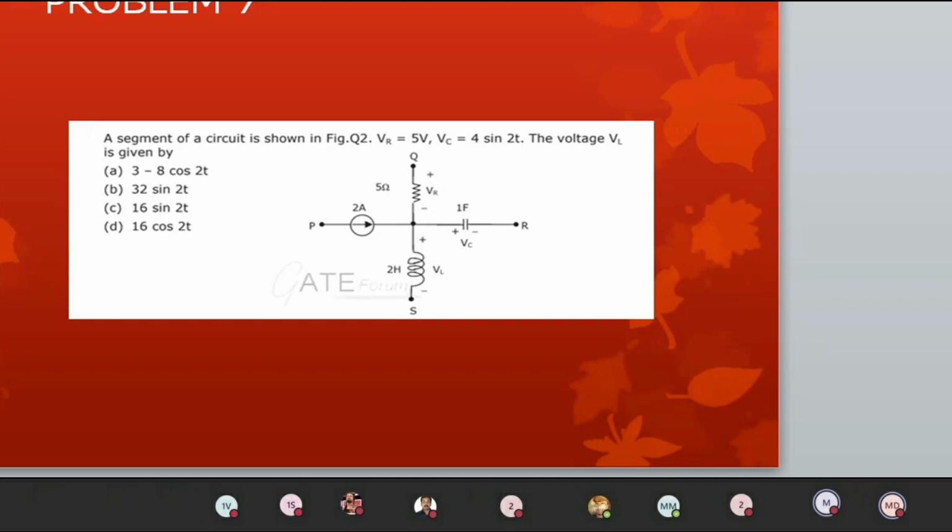You have an active current source, and the current entering is 2 amps, right? The capacitor is 1 farad, and the resistor is 5 ohms. So you are supposed to determine the voltage across the inductor.